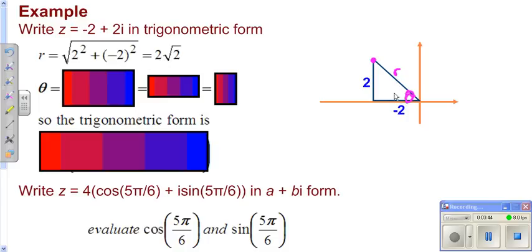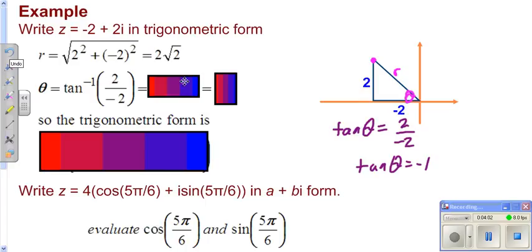And then we need to go ahead and find your angle. Well, your angle here is just tangent of your angle, because we have our opposite, which is 2, over your adjacent of negative 2. So you get tangent of your angle being negative 1. Well, that's one you're supposed to have memorized, so when you work that out, you should be able to pull that off the top of your head and realize that that's 3 pi over 4.